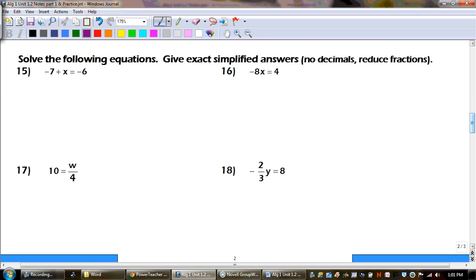All right, let's flip it to the back. The back, we're actually going to be solving. Okay? So let's read the directions. It says solve the following equations. Give an exact answer, which means no decimals, and reduce the fractions.